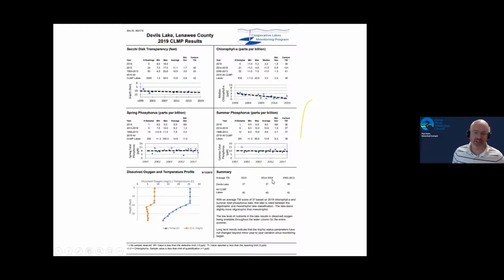And then finally, we'll have a summary. Here's where we talk about some changes that are maybe happening and how that affects your trophic status, so that continuum of oligotrophic to hypereutrophic.